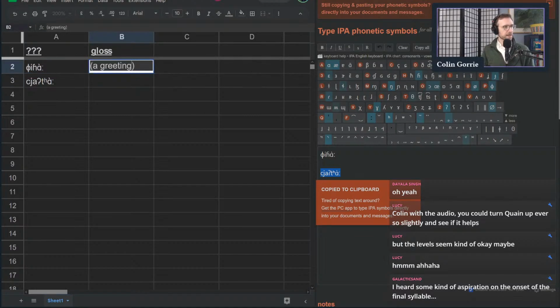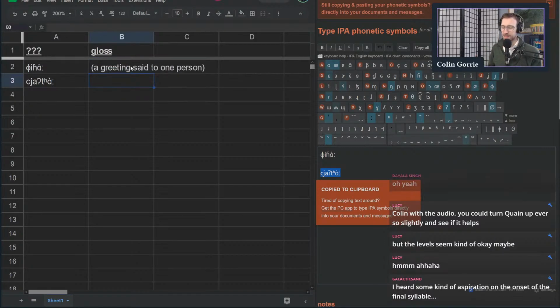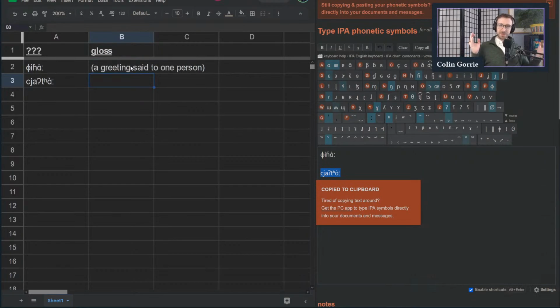So, a greeting said to one person. Now this is an issue. When you are encountering a language and, say, someone greets you, how do you gloss that? What's your analysis of what that means? I've said it's a greeting said to one person because we then heard another greeting said to many people. But that gloss assumes that the relevant distinction is number.